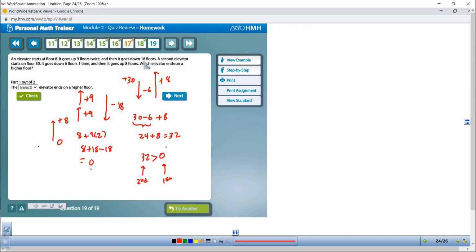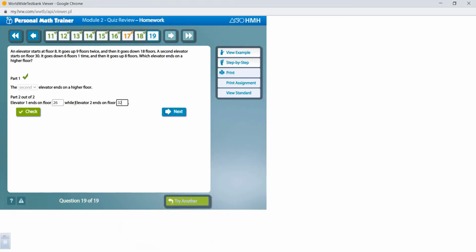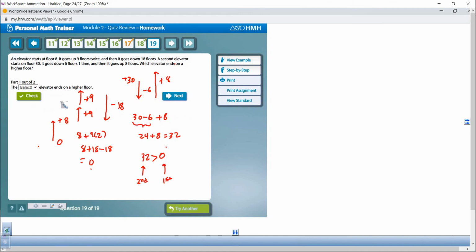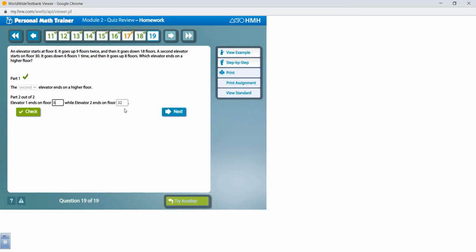Gosh, I wonder if I made a mistake on the next one too. A second elevator starts at 30. It goes down 6, and then it goes up 8. So that one seems okay. So let's go back to this. It ends on floor 8. Is that where it started? This is not 0. It's 8. The change was 0.